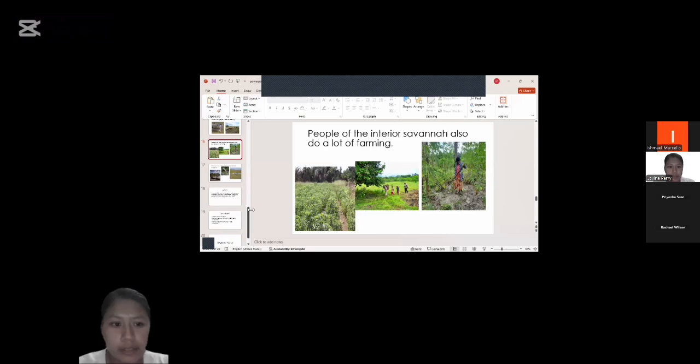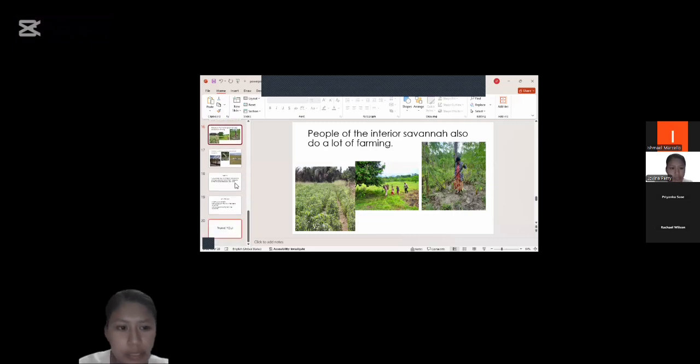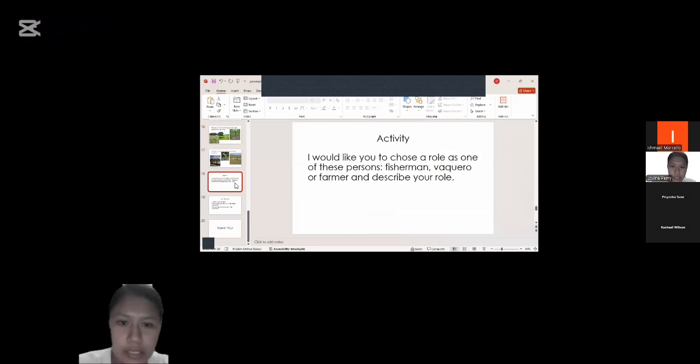All right. So now I have an activity for you, and I would like you to participate in this activity. In this activity, it says here, I would like you to choose a role as one of these persons. You can either choose to be a fisherman, a vaquero, or a farmer. And then you're going to describe your role. I'll give you a couple seconds to think about it, gather your thoughts so that you can share it with the class.